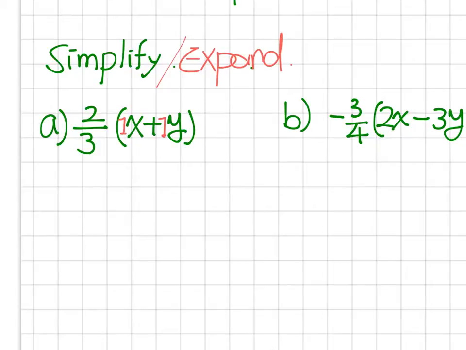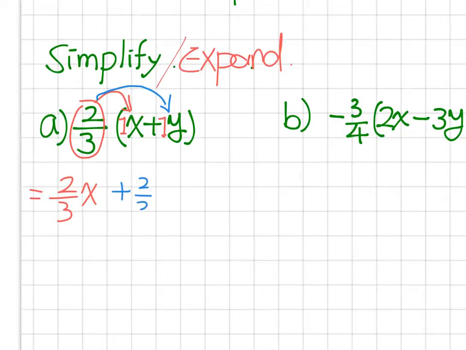Now, using the distributive law, this becomes 2 over 3 times 1, which is just 2 over 3, and then x. Then the next one is 2 over 3 times 1, and that's 2 over 3, and then the y just follows through. Now, hopefully that was okay. Now let's go to the second example.